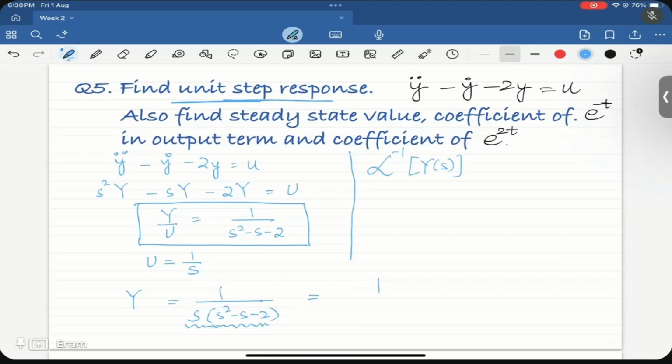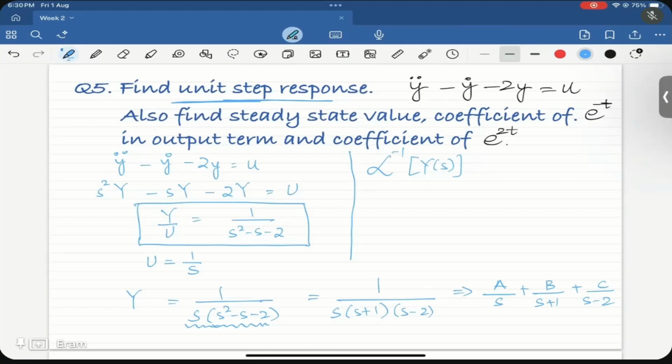1 minus 1, -1 and 2. 0 and 0, -1 and 2. So we can write it as s plus 1 and s minus 2. Okay. And then we can do the partial fraction to find out a, b and c. Okay. Now are you all able to find these coefficients a, b and c? Is there any problem in finding out the coefficients?